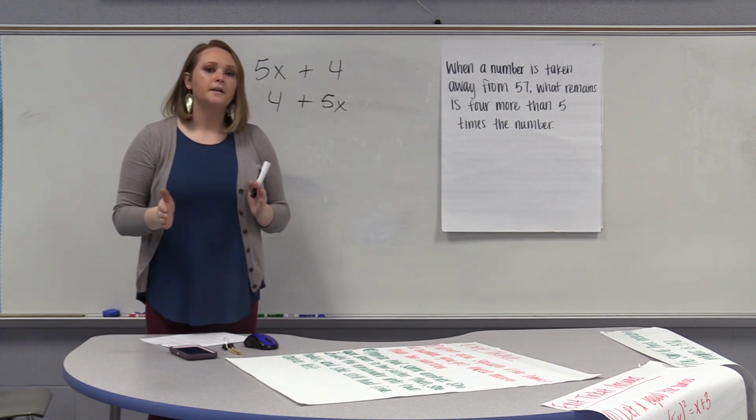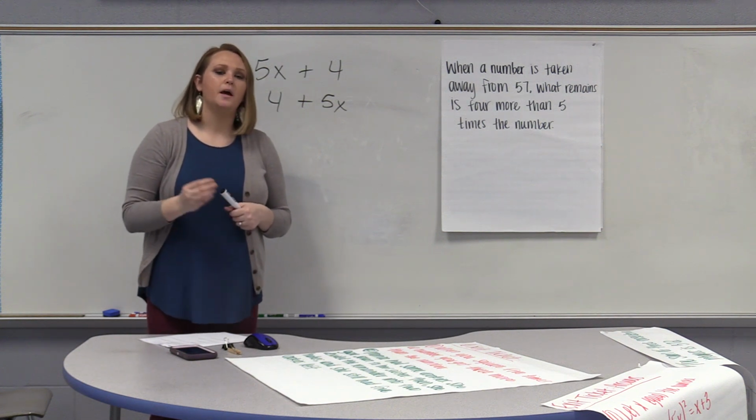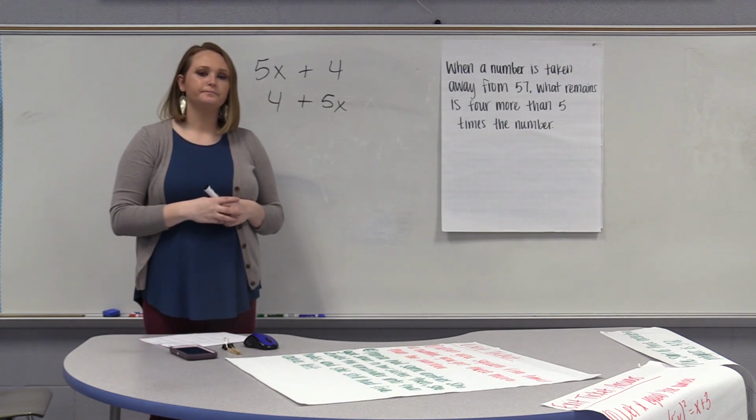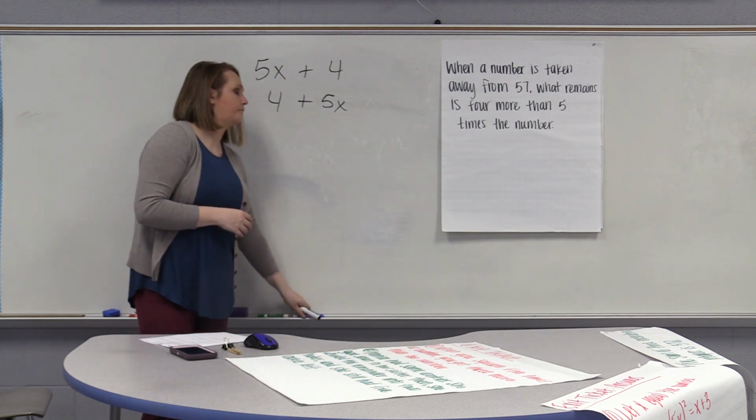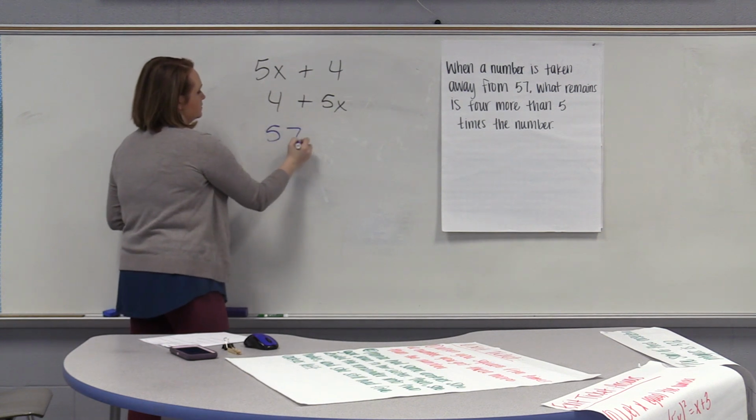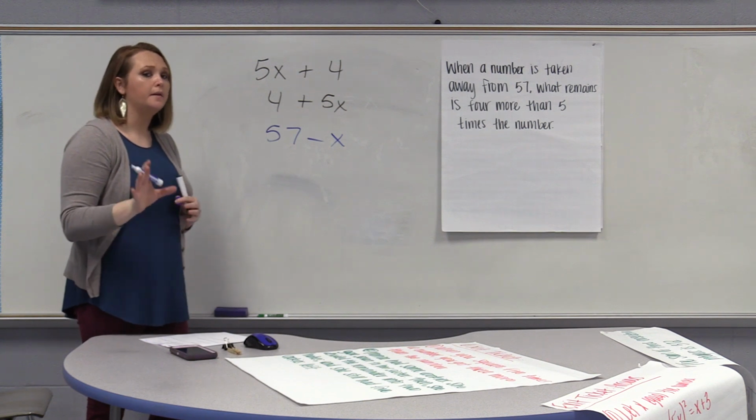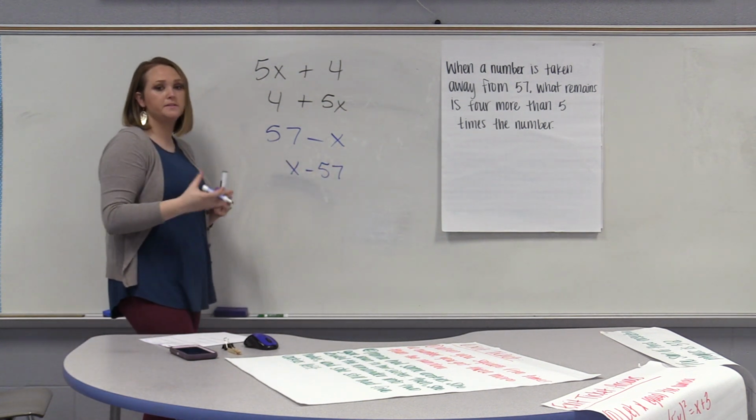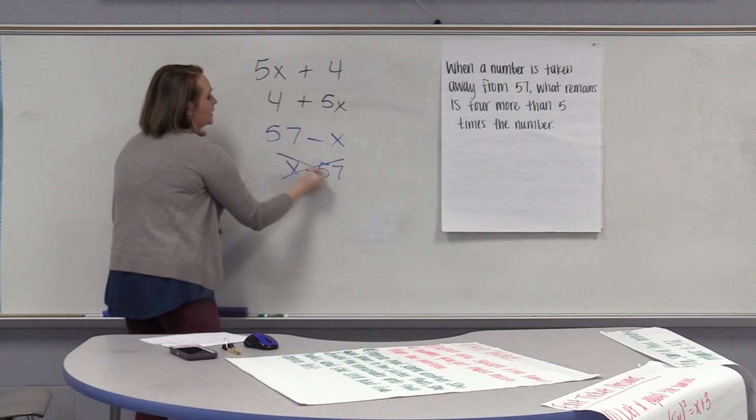A number taken away from 57. Try to write that part on your own. A number taken away from 57. Did you get something like this? Great job. Remember that in this case, x minus 57 or a number minus 57 or 57 taken away from a number would not be the same thing.